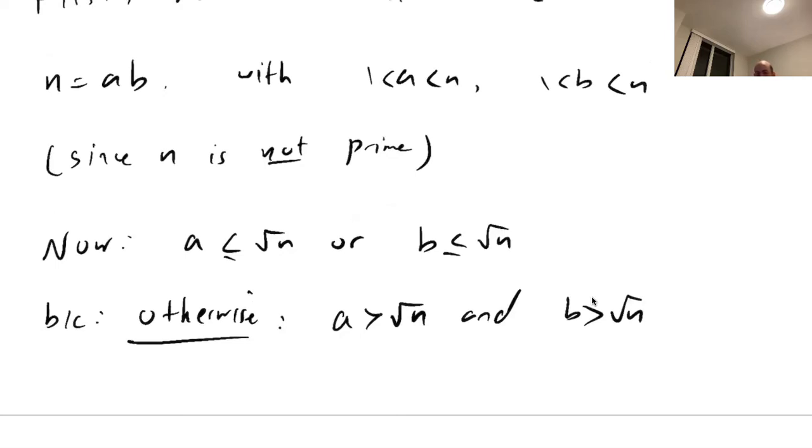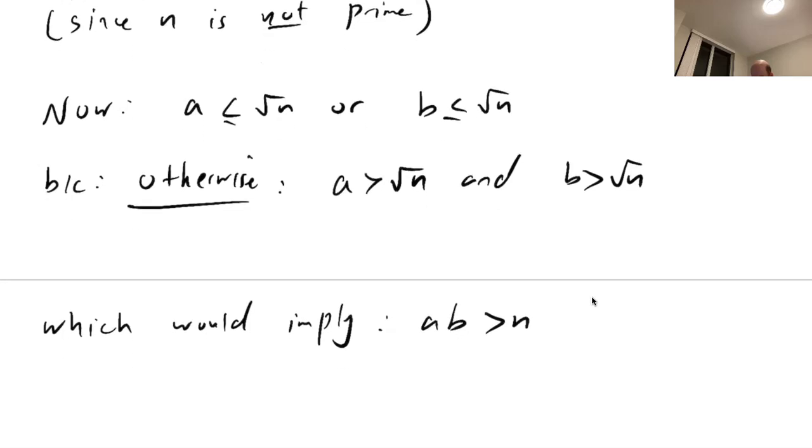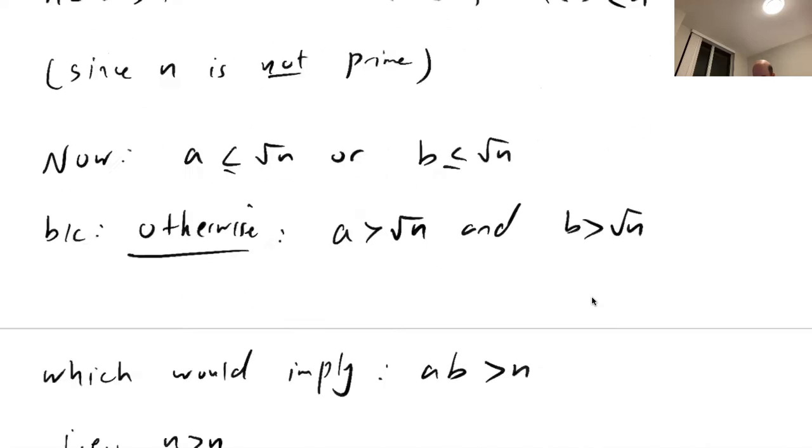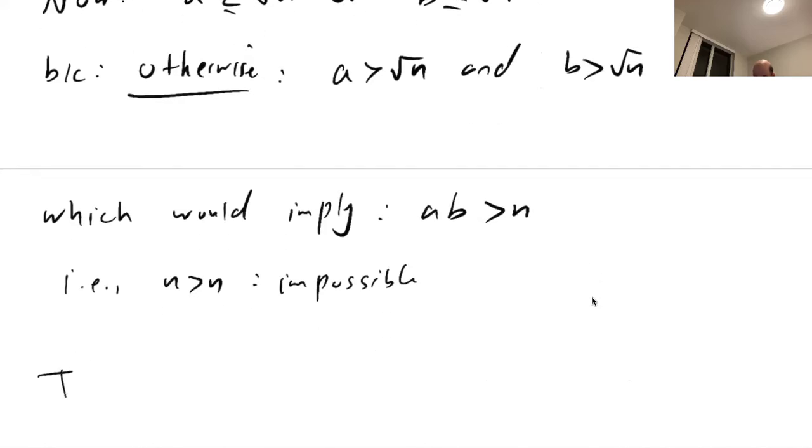Please remember, the negation of P or Q is negation P and negation Q, which would imply AB bigger than N, i.e. N bigger than N. AB, remember, it was N, and N bigger than N is impossible, or a contradiction in other words. So therefore we can say that A is less than root N, or B is less than root N.